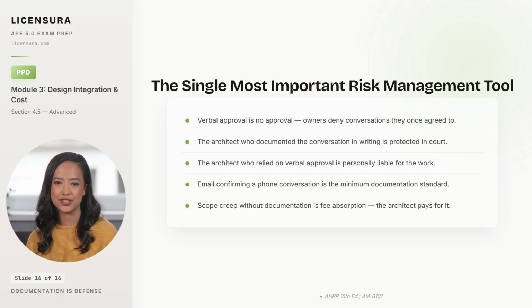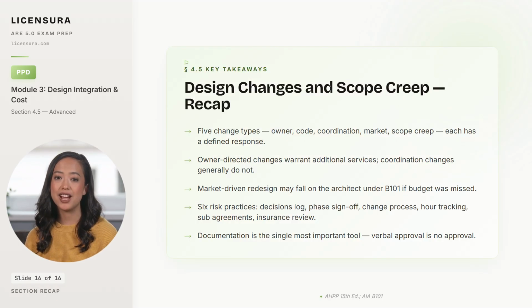5 takeaways close the design change and scope creep framework, and the module. 5 change types each have a defined architect response. Owner-directed warrants additional services. Code-driven is basic services if within scope. Coordination-driven is no additional fee normally. Market-driven may fall on the architect under B101 if the budget was missed, and scope creep gets tracked and bundled into an additional services request when cumulative.